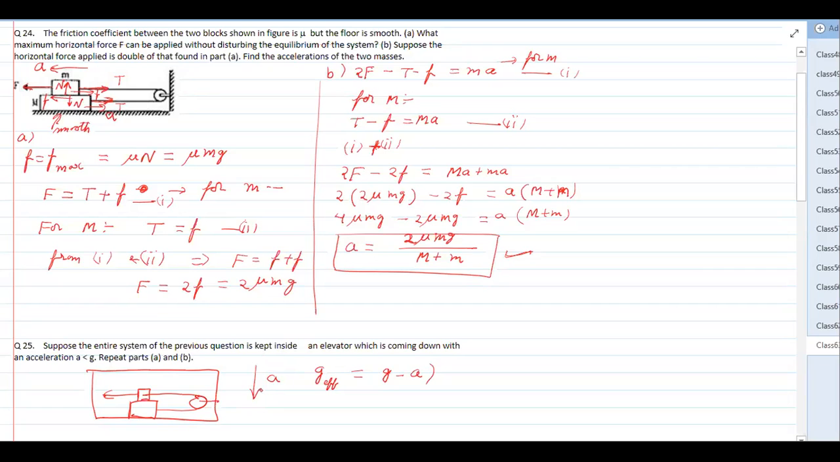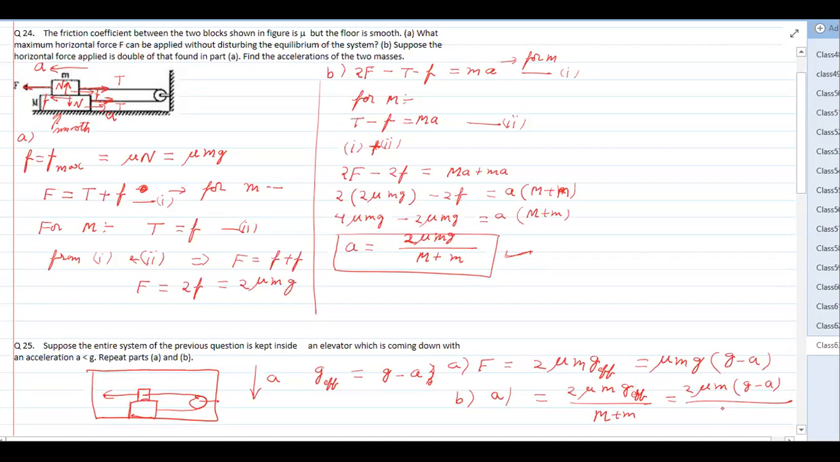So corresponding to the pseudo force, we can modify the value of g. So g effective is written as g minus a. And so directly we can write the F as 2 mu m g effective. That will be 2 mu m (g minus a) for part A. And in the second part, the acceleration will be 2 mu m g effective divided by (m plus m), or we can write 2 mu m (g minus a) divided by (m plus m). Okay, so this way we can solve.